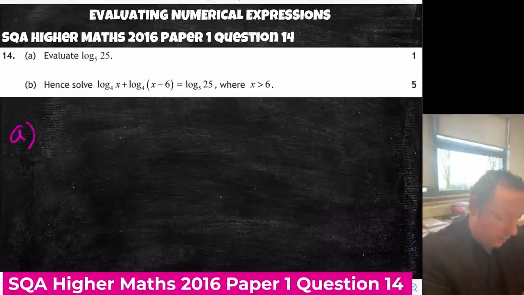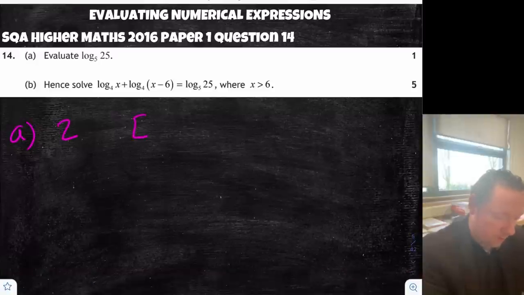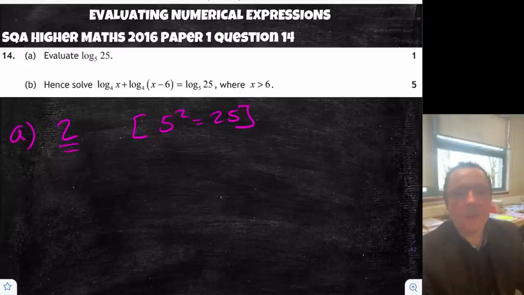Evaluating numerical expressions for logs, SQA Higher Maths 2016, paper 1, question 14. Part A, evaluate log 5 25, which is 2. Because remember that means 5 squared equals 25. It's as simple as that.